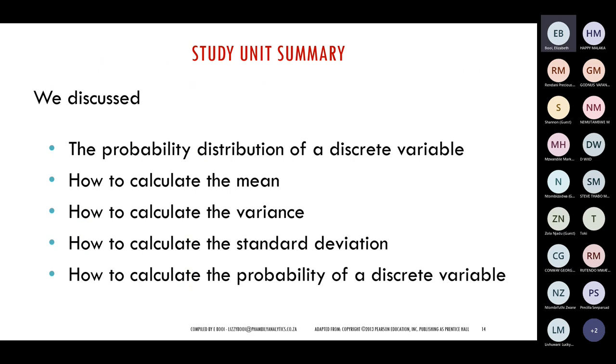Okay, so we came to the end of what I wanted to discuss in terms of discrete probability, but it doesn't mean we came to the end of the session. We're ending at half past. We've discussed the probability distribution of a discrete variable. We looked at how to calculate the mean, the variance, the standard deviation, and how to do the probability of a discrete variable. Do you have any question before we go into the exercises in the next 30 minutes?